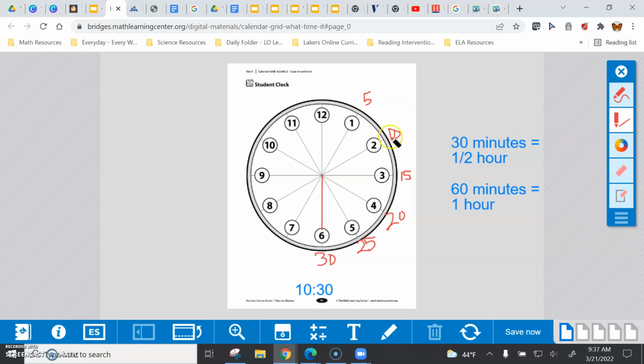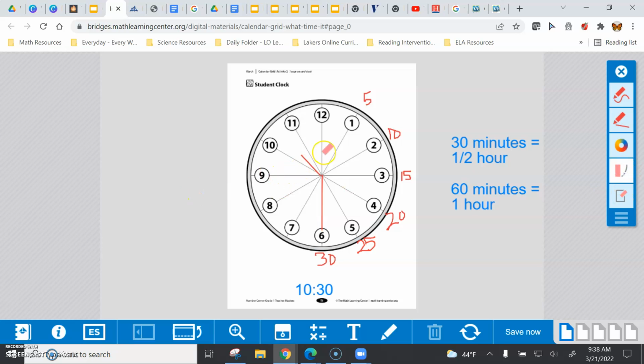Remember, we would count 5, 10, 15, 20, 25, 30 to show 30 minutes into the hour. And then we would draw our little hand halfway between the 10 and the 11. And this time on the clock has shown 10:30. The last thing, again, pause the video if you need to make sure you understand that.